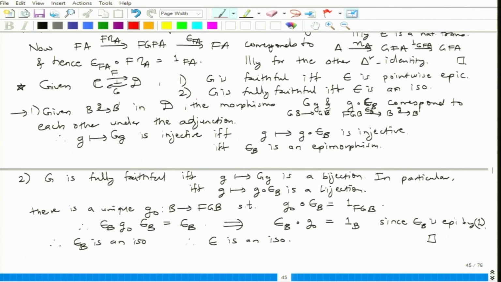Yeah, if you start playing around with categories, then monos and epis and diagram chasing, that's a fun part of doing this. Sometimes, okay, yes. Not all the time. If you don't know what to do, then it can be pretty frustrating. But yeah, you have a nice criterion for right adjoints to be faithful or fully faithful.